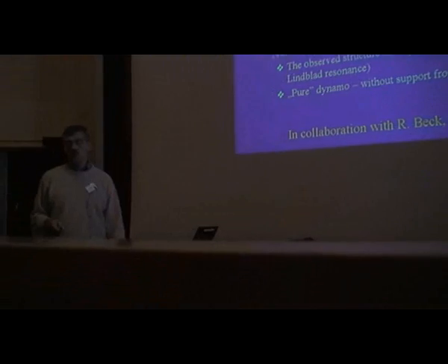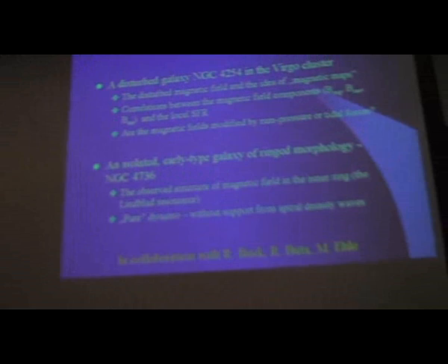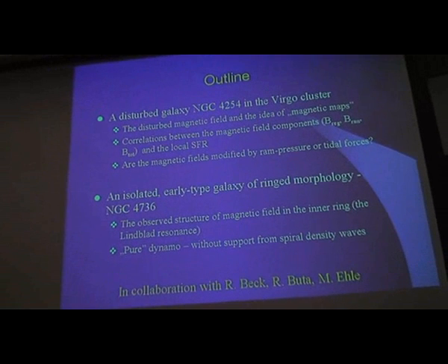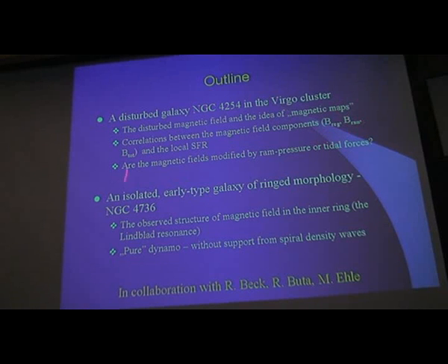I will present results on magnetic fields in two kinds of galaxies, and I will show the magnetic field structures and the connections with other processes. First, I would like to show you the disturbed magnetic field in a specific Virgo cluster spiral. Then I will introduce the idea of magnetic maps and discuss correlations between magnetic field components, by which I mean regular, random, and total magnetic field strength, and the local star formation rate.